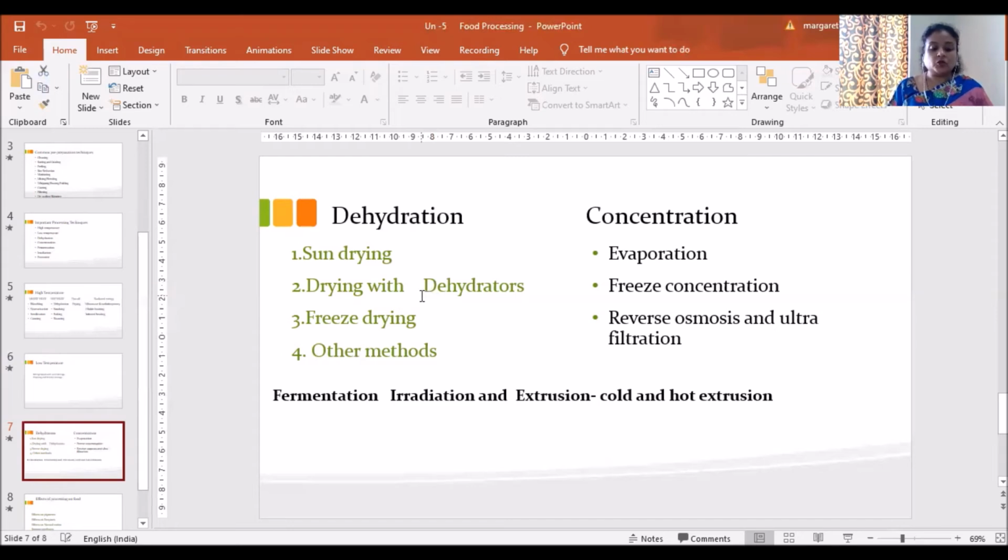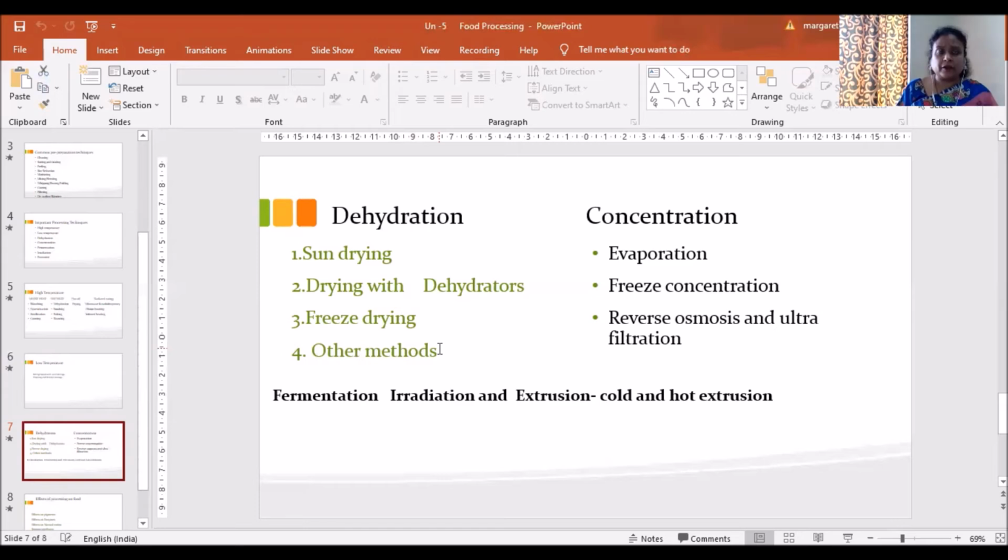Then freeze drying. In freeze drying, you're using sublimation of ice, and water can be sprinkled over it to rehydrate, but the moisture content of the freeze dried food can be less than 5%. Then we are using other methods also, such as electronic ohmic heating, as I've just discussed, etc.